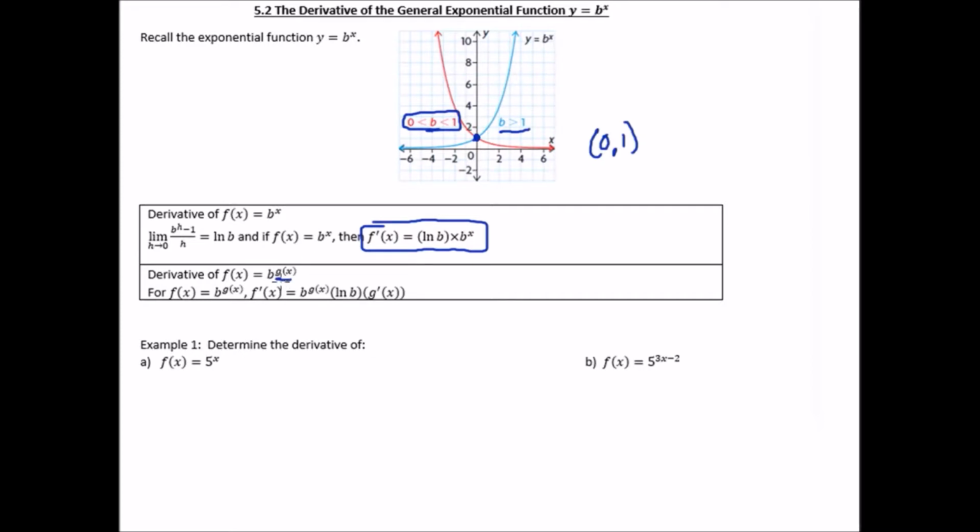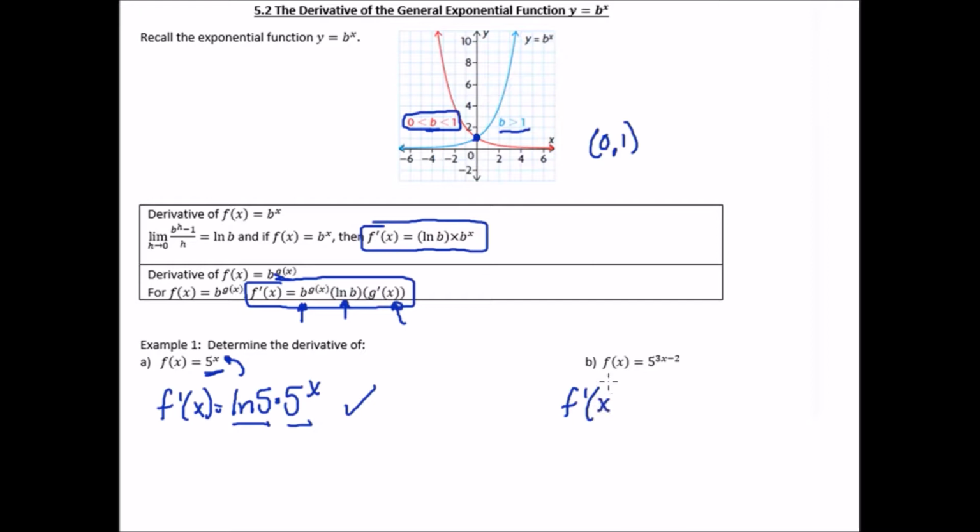But if we have a complete function in the exponent, we're going to do the ln b times the function itself, then we're going to chain rule it. So quite easy. F prime at x equals 5 to the x. In the exponent there's just an x, that's fine. We'll do ln 5 times 5 to the x. So ln of the base times the function itself. We can multiply it by 1 because the derivative of x is just 1, but it's tedious, so that's done.